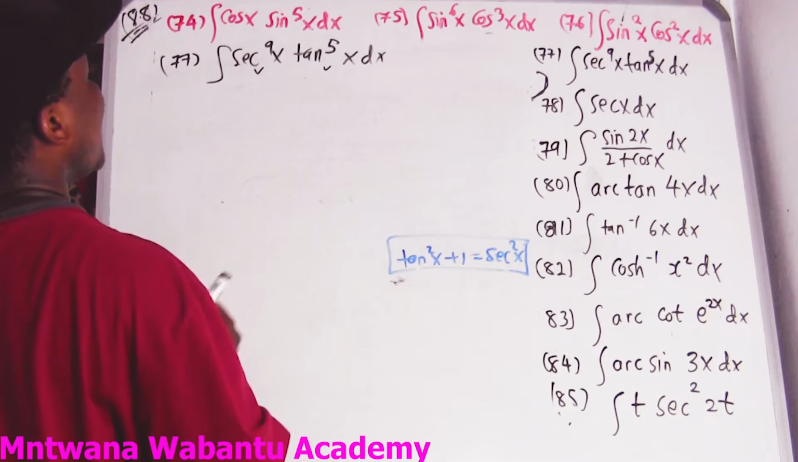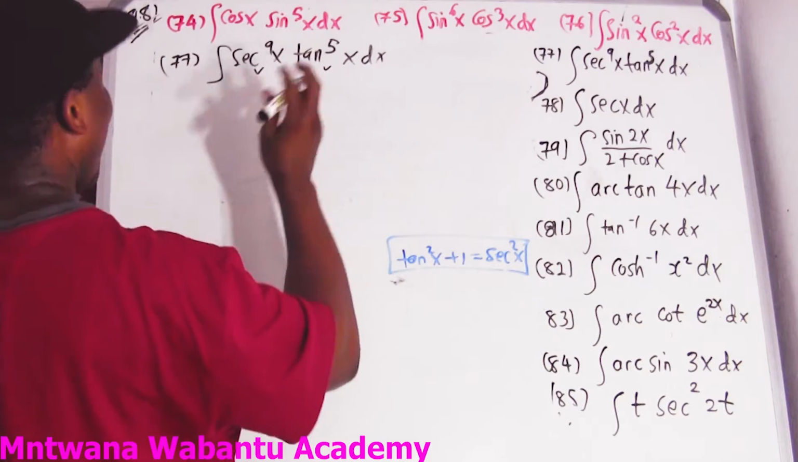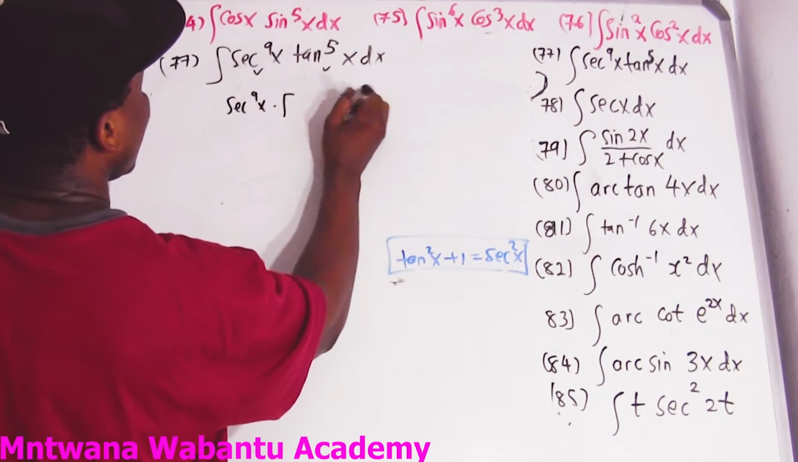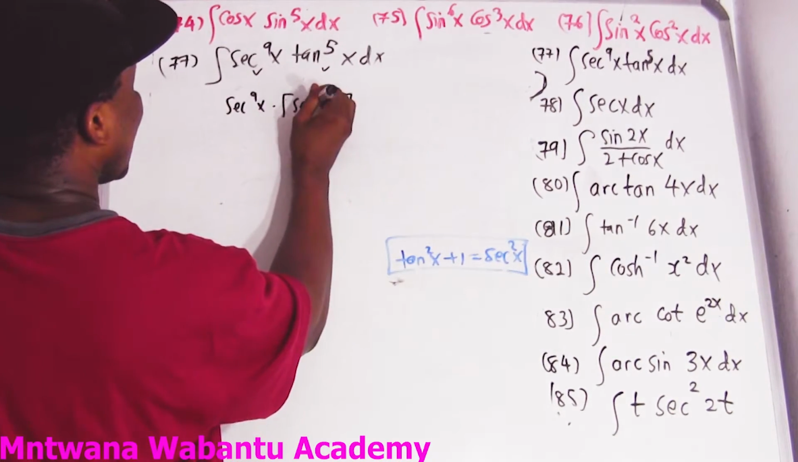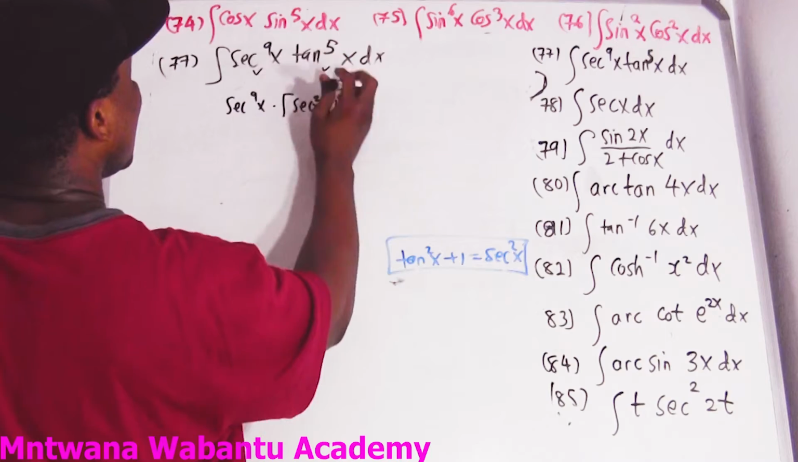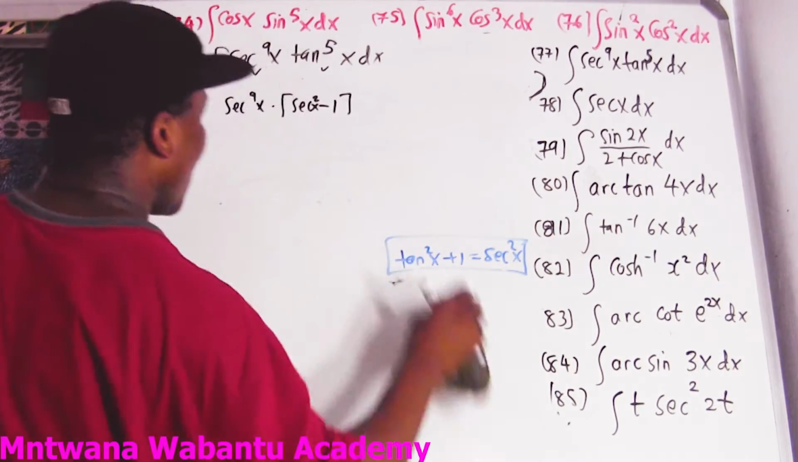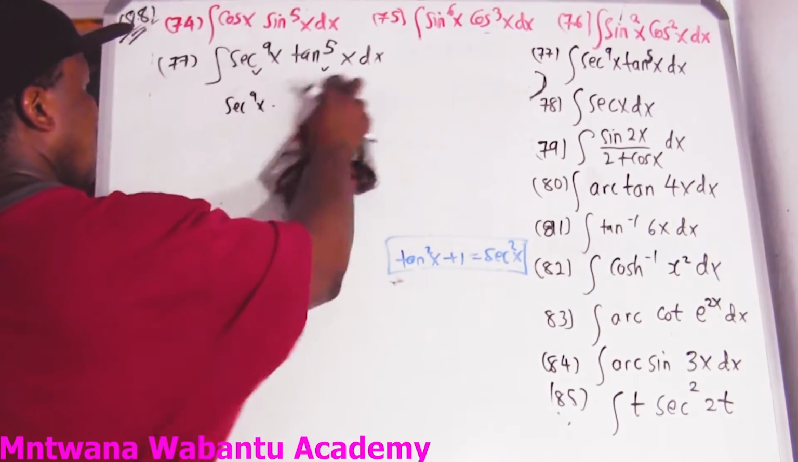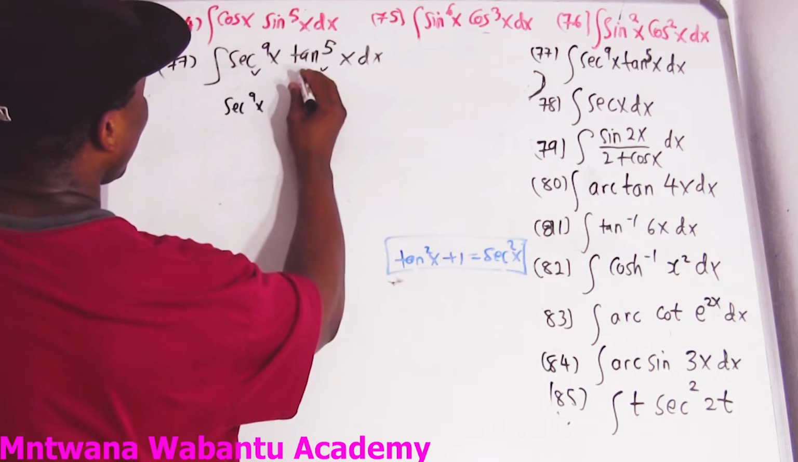Okay, let's put everything here in sec for that case. So this is going to be sec 9x, and instead of tan, we're going to say sec square x minus 1. Let me go slow. Let's take one tan aside here, and put everything in sec.